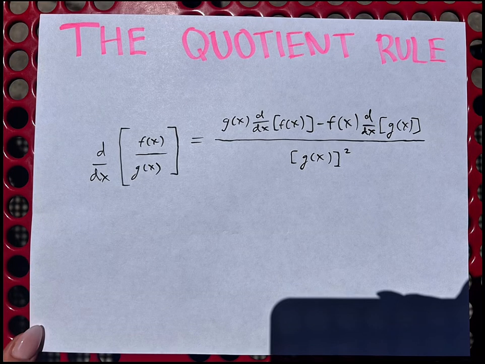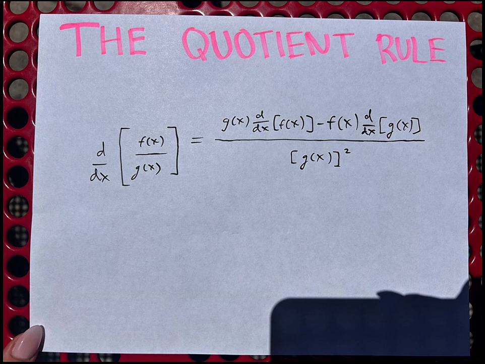Here's what you need to know about the quotient rule in order to be successful in AP Calculus AB. The quotient rule in calculus is a method for finding the derivative of a function that is the ratio of two other functions. It is a method for differentiating problems where one function is divided by another.